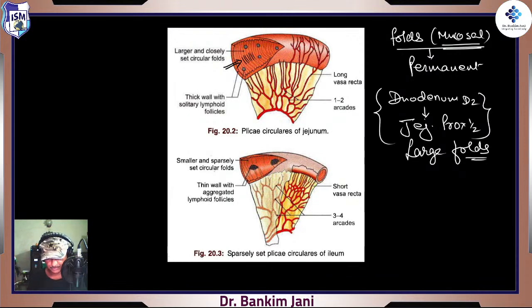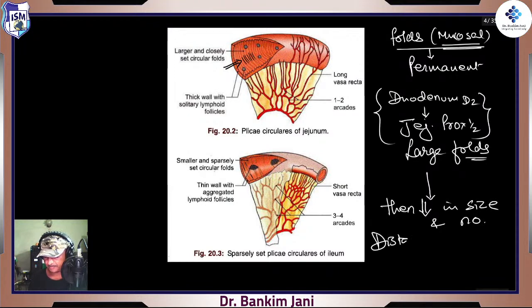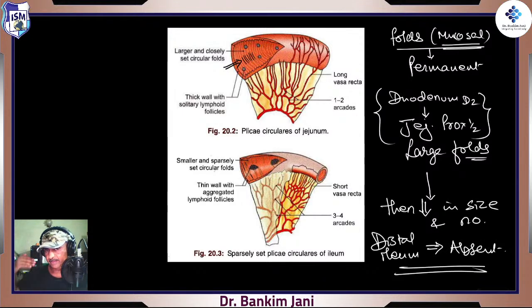And as we proceed further, they decrease. So that's one important identification. We'll write it over here that as we proceed, they decrease in size and number. So it happens like that when we reach the distal ileum, actually they will be absent. So that's a very systematic pattern: it starts more and as we proceed, it keeps on decreasing.